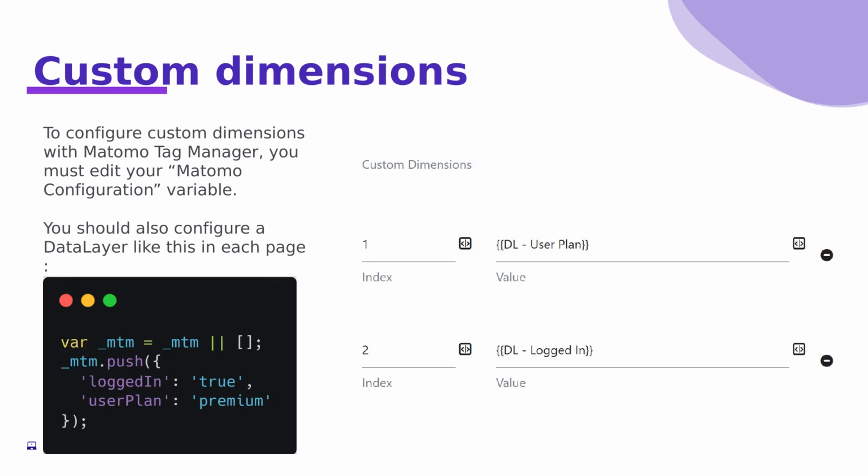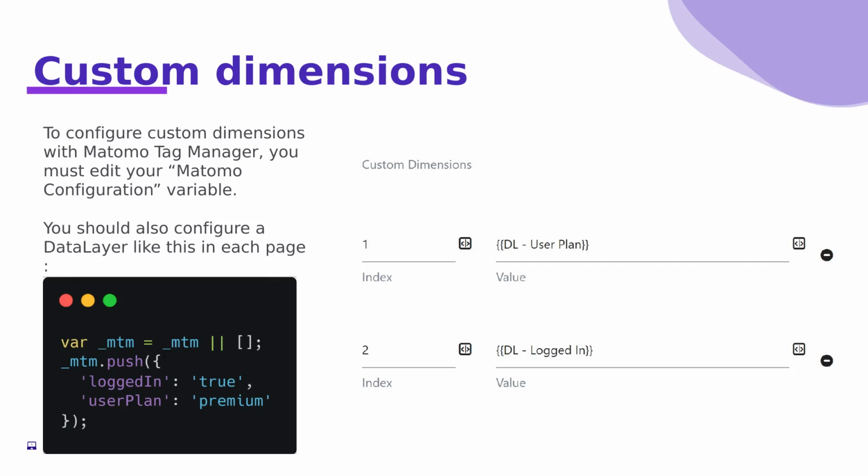Here in our configuration, we are using Matomo Tag Manager. And in Matomo Tag Manager, we have to set up a data layer, like the piece of code you can see in the code snippet on the screen. This code snippet is a data layer that I filled with two custom values. The logged in value is set to true, and the user plan is set to premium.